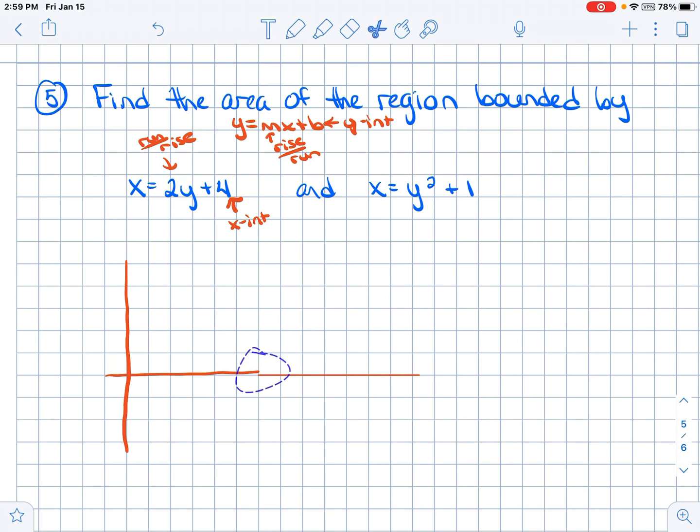I need to fix that. I'm not okay with that. Let's try this again. And thank you, Notability, for the straight lines. All right, let's graph this linear function.